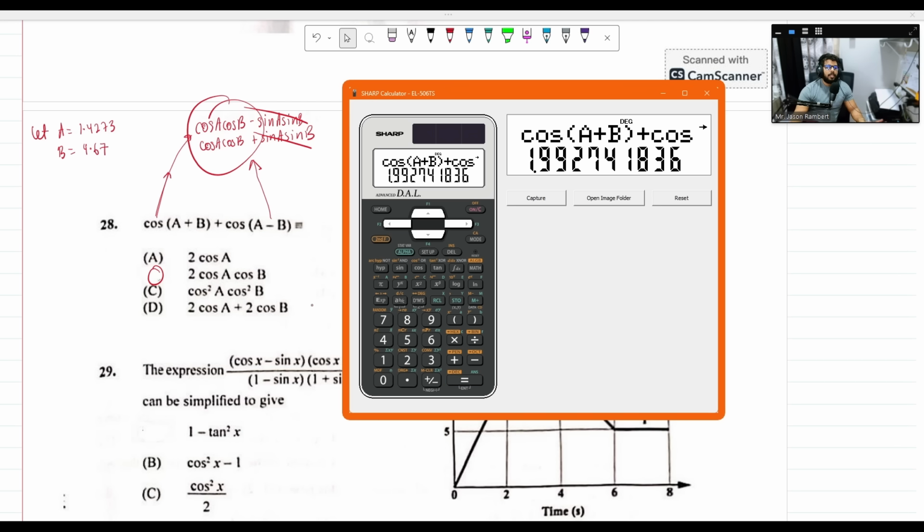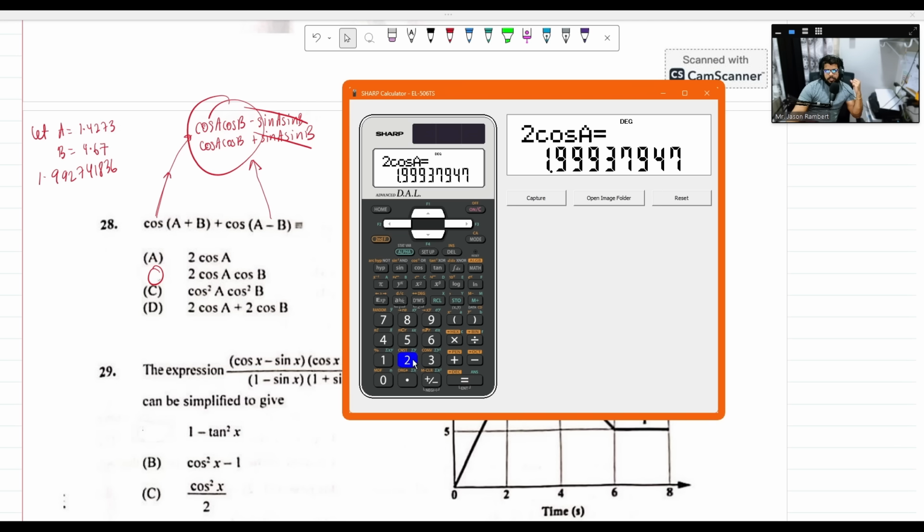Again, 1.9927 change. 41836. Now the reason I'm picking really weird values is because there are coincidences that happen where, if I use nice numbers, nice values, we could get more than one answer. What is 2 cos a? Let me check. 2 cosine a. It's 1.999. It's not exactly like that.